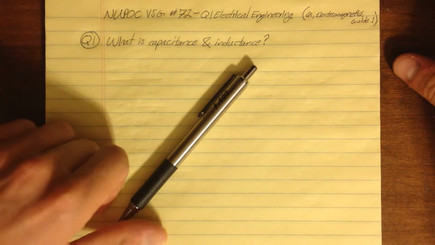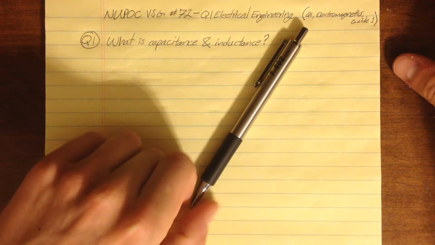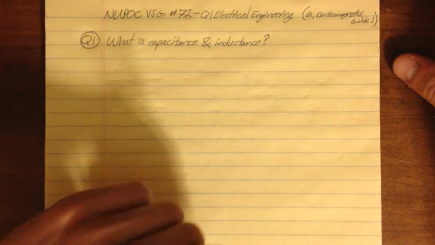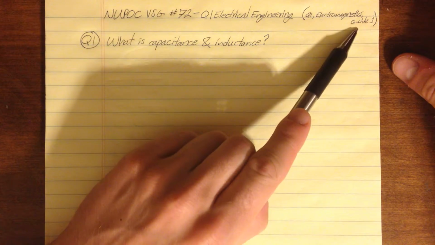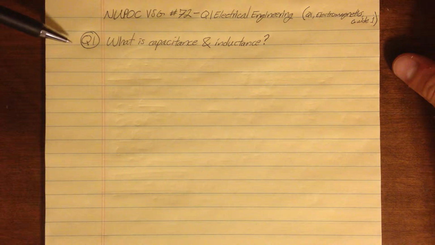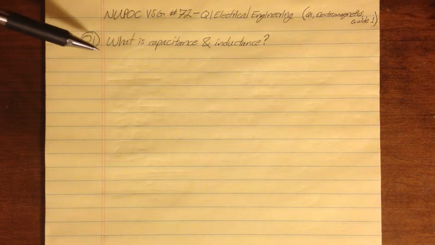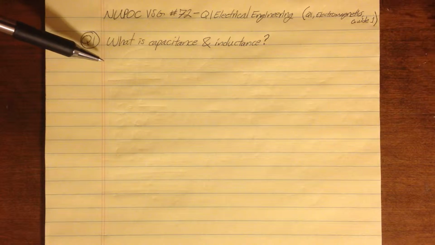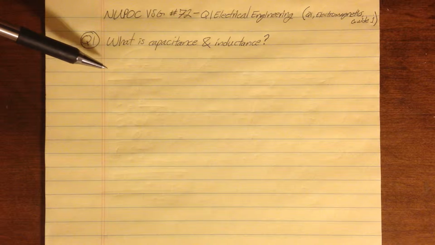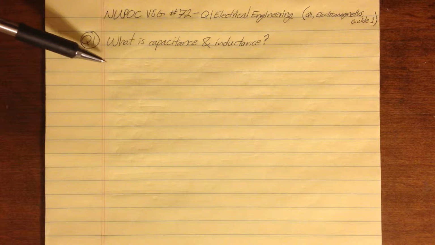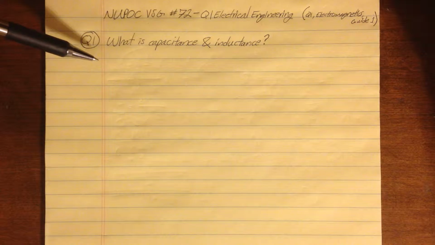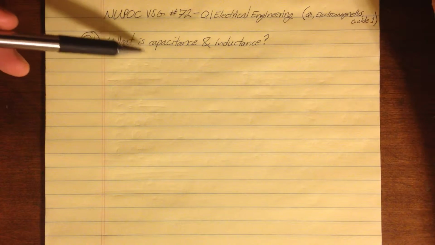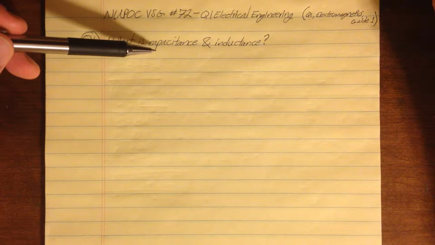If you do want to look this problem up or look up the solutions in the study guides, it's question 1 in the electromagnetics section of guide 1. Basically it's just asking us what capacitance and inductance are. I'm sure most of you, even if you're not electrical engineers, are familiar, at least at a very high level, with capacitors and inductors.